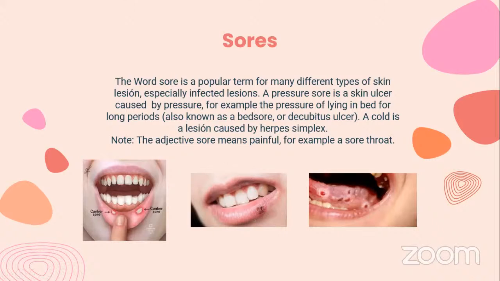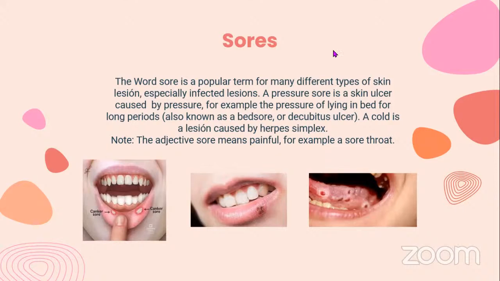Yes, teacher. Sore. The word sore is a popular term for many different types of skin lesion, especially infected lesions. A pressure sore is a skin ulcer caused by pressure, for example, the pressure of lying in bed for long periods, also known as a bed sore or decubitus ulcer. A cold sore is a lesion caused by herpes simplex. Note, the adjective sore means painful. For example, a sore throat. Okay, thank you.